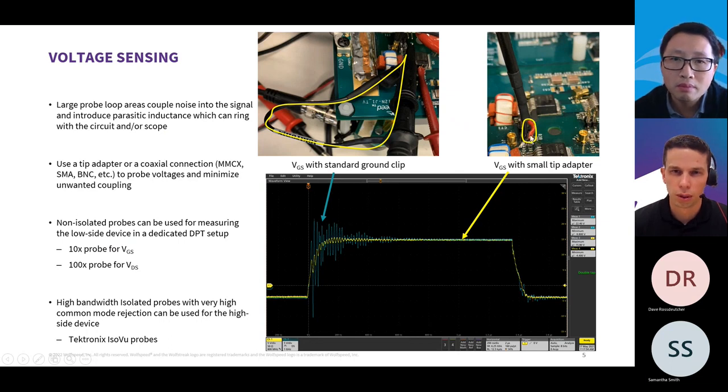A very short loop there really cleans up the signal. So this is the same signal, just with two different probing techniques, and that makes all the difference in the world.